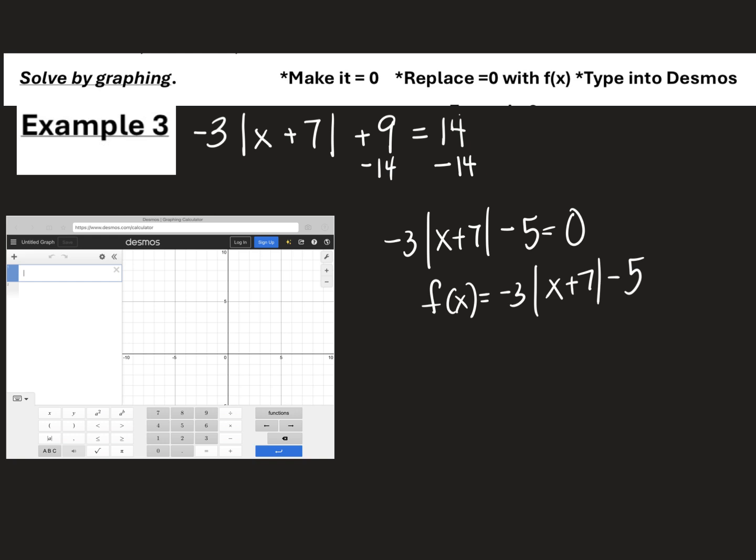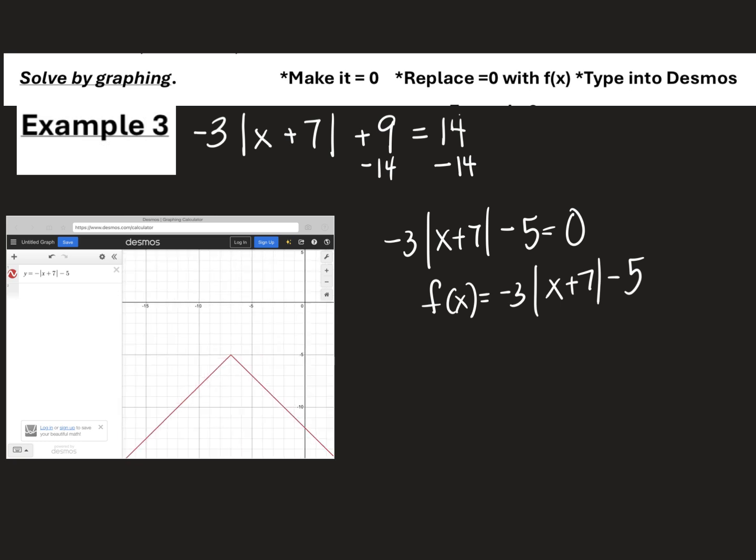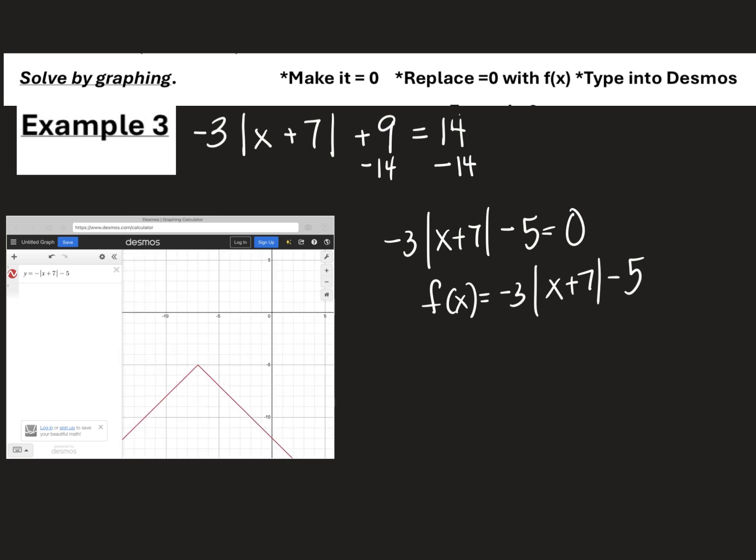Okay, so y equals negative 3 times the absolute value of x plus 7, click outside, minus 5. Okay, so here we go. Does that graph touch or cross the x-axis? No, it does not touch or cross the x-axis, so this one has no solution.